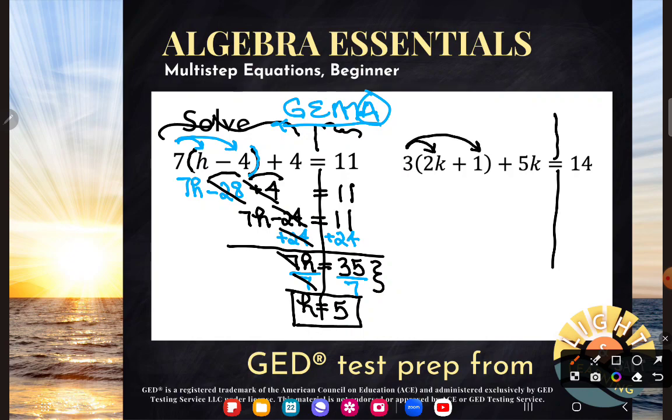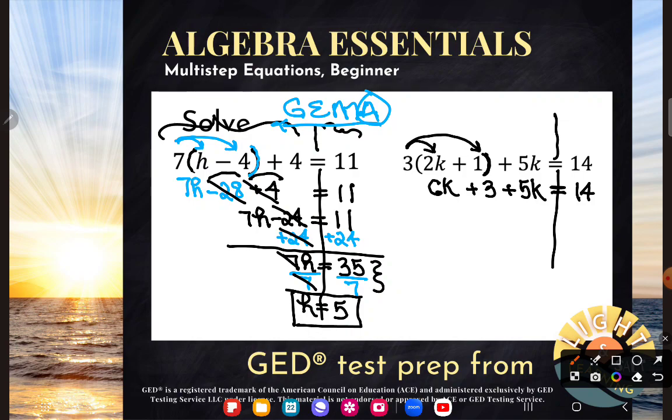I'm going to distribute this 3. I'm going to multiply it through to every term in the grouping. So 3 times 2k is 6k, and 3 times +1 is +3. And now stop the multiplication because the grouping stopped, but don't forget to keep your plus 5k. We might not have used it on that line, but we are going to use it. And it's going to be equivalent to, well, there's nothing to do on the right, 14.